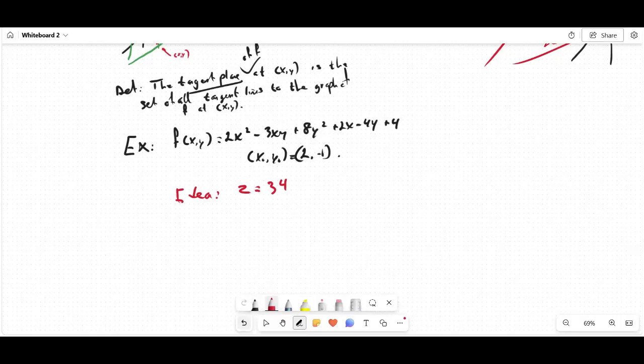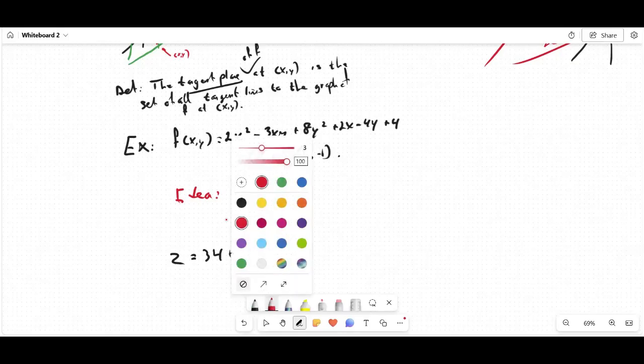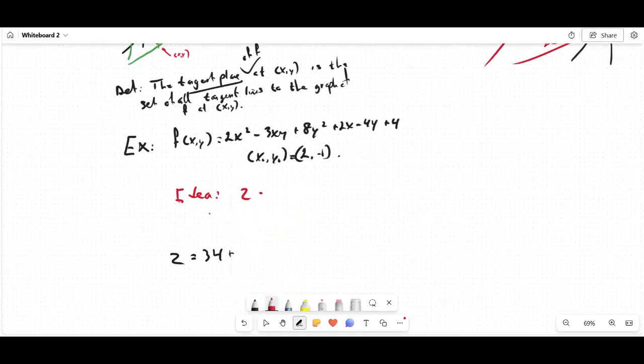Actually, hold on a second. That's really going to be what we're going to write in black. So let me get that. We're going to write that z equals 34 plus. But that's not really the idea. The idea is we want to know what the value of the function is at that starting point, which is 34.